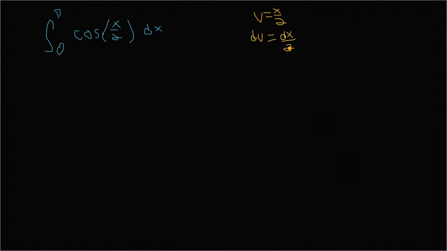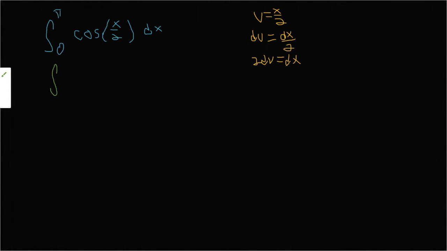And we don't have an over 2, so we're going to say du over 2 is dx. So now the dx is taken care of, and the u is taken care of, so we can rewrite this as the integral. Oh wait, these bounds.